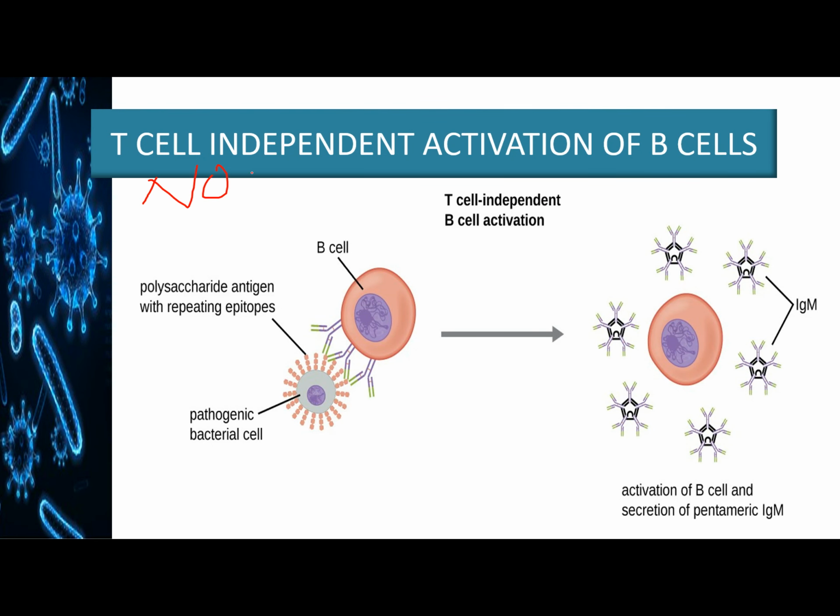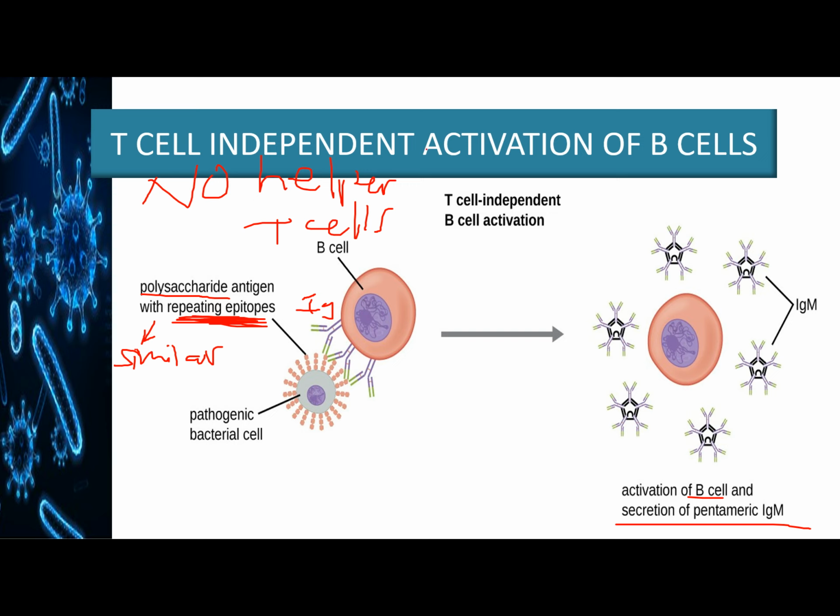So if you notice, there is no helper T cell. So this is your B cell class. When your B cell with the different immunoglobulins found on the surface encounters a polysaccharide antigen with repeating epitopes, paulit-ulit class na similar epitopes, this can cause the activation of B cell and the secretion of pentameric IgM. So please take note of that.